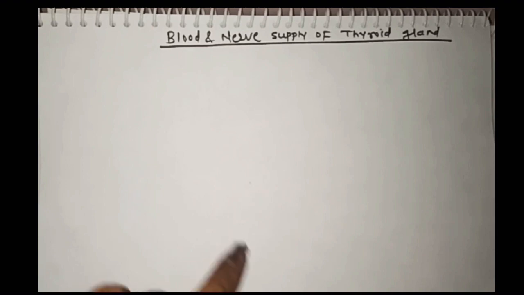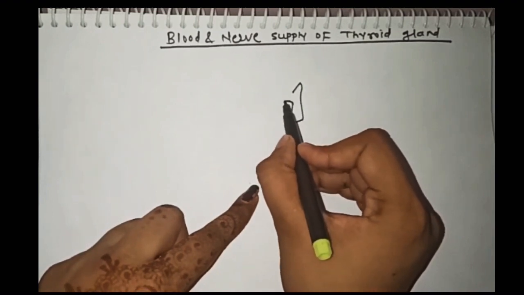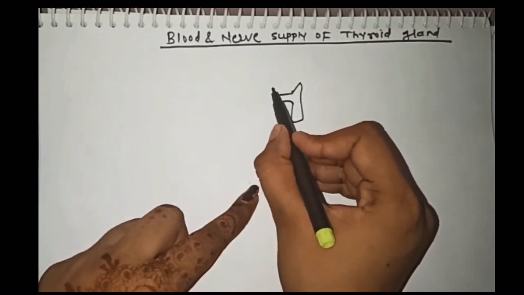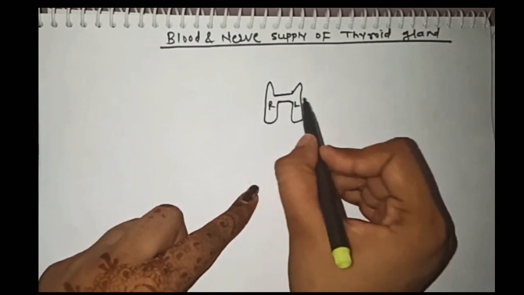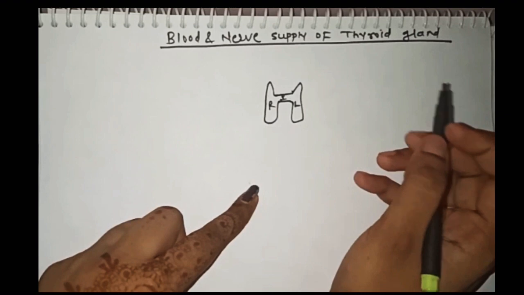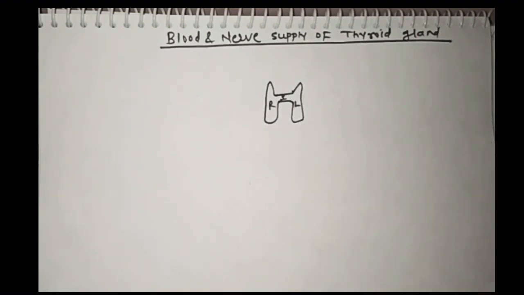So let's start. We all know the normal anatomy of thyroid gland. This consists of the left lobe and right lobe. This is the left lobe of thyroid gland. This is an isthmus and this is the right lobe of thyroid gland. Now we have to focus on the blood supply of thyroid gland.